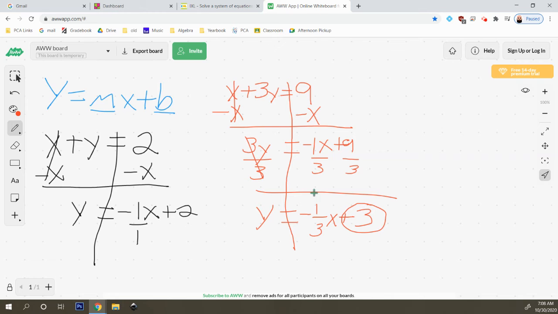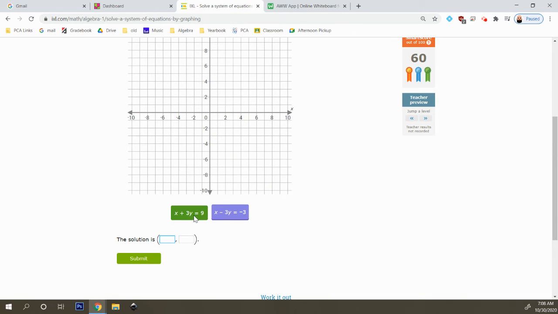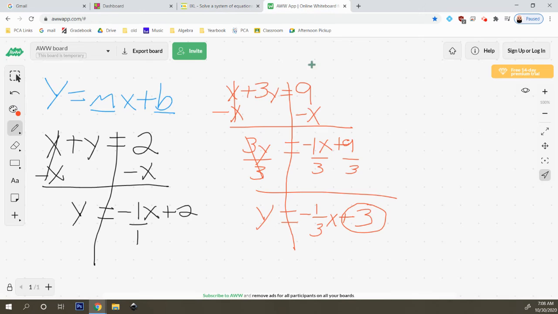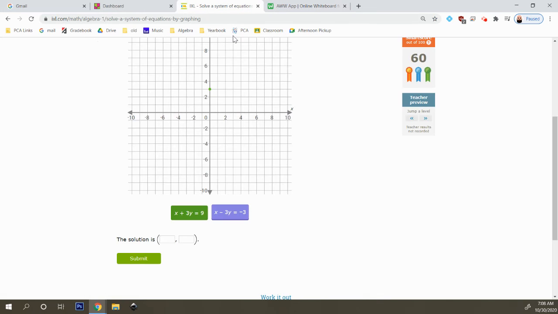My intercept is 3. So let's go back over here. We got a green one. My y-intercept was 3, so put a dot at 3. My slope is negative 1/3. So negative 1 means down 1, and then the 3 on the bottom means over to the right. 1, 2, 3. Okay, there's my green line. Now I want to graph the purple one. But just like the other one, it's out of order.